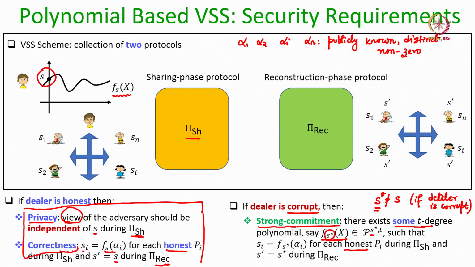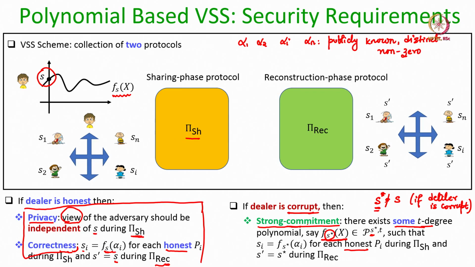Why is it called strong commitment? Because it enforces even a potentially corrupt dealer to commit to a t degree polynomial. Committing to a t degree polynomial means picking a t degree polynomial for sharing some secret known to the dealer, and later on during the reconstruction phase it will be the constant term of the same committed t degree polynomial which will get reconstructed, even if the dealer along with other corrupt parties try to influence the other honest parties.